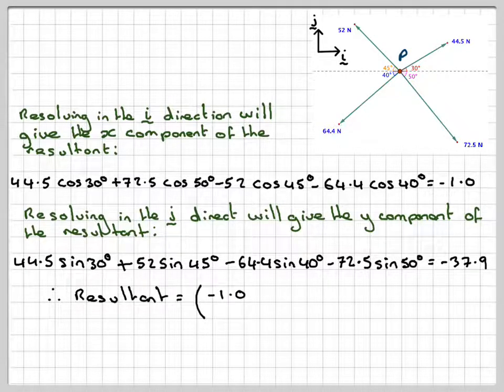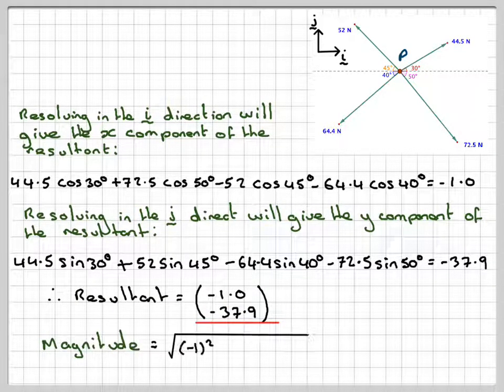Therefore, the resultant in vector form will be minus 1.0, minus 37.9. Now, the magnitude of this vector is the square root of minus 1 squared plus minus 37.9 squared. So again, that actually gives 37.9 newtons.